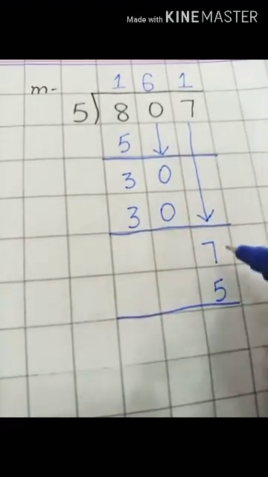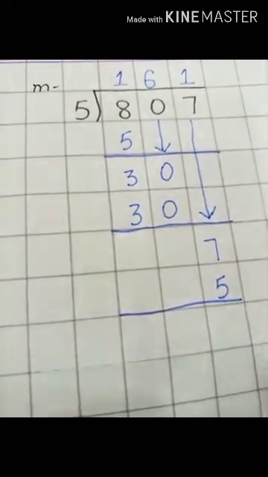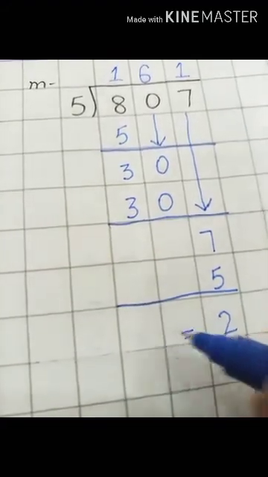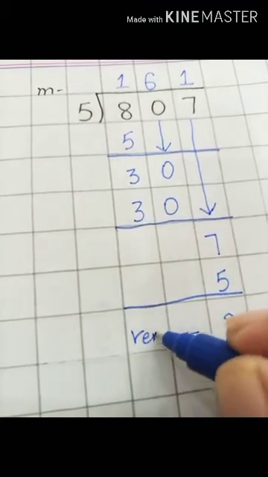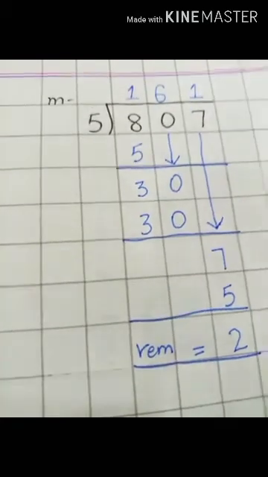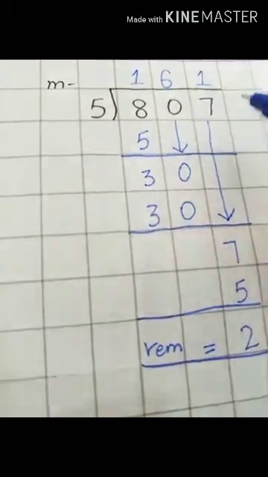Next is 7 minus 5, that is the number 2. This 2 is our remainder because this 2 is smaller than my divisor 5 and I can't divide it further. And our quotient is 161.